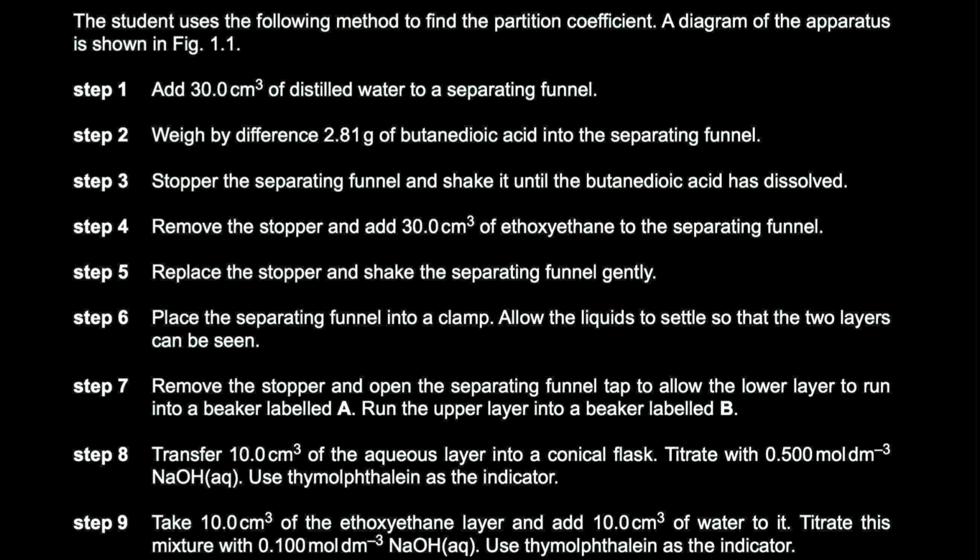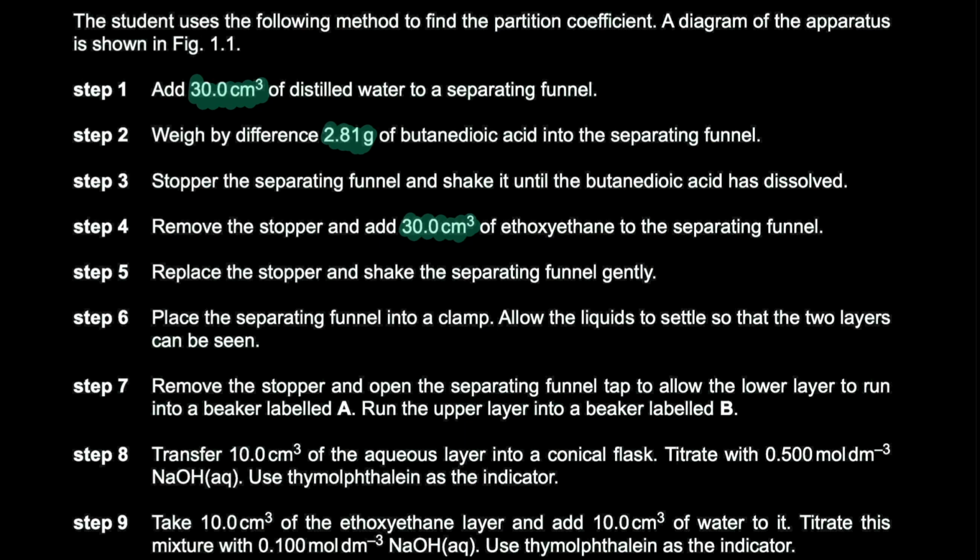Okay, so initially we have distilled water. We dissolve the butane dioic acid in water, right? We dissolve it in water in the separating funnel, and then we add 30 cm³ of the organic solvent, that is ethoxyethane, to the separating funnel. We replace the stopper and shake the separating funnel gently. We place the separating funnel into a clamp, allow the liquids to settle so that the two layers can be seen.